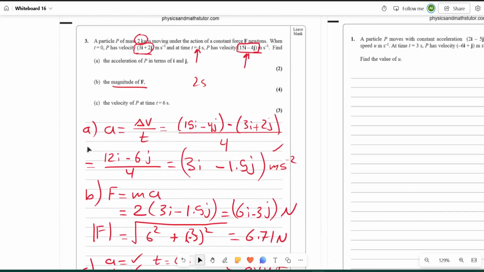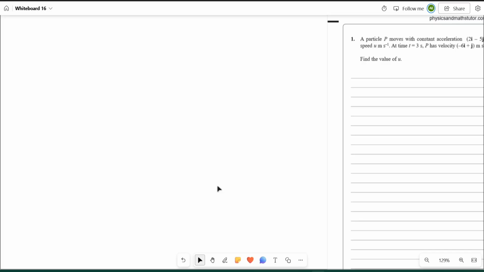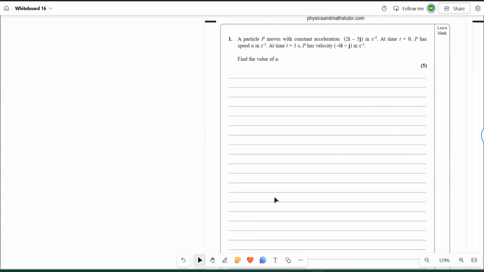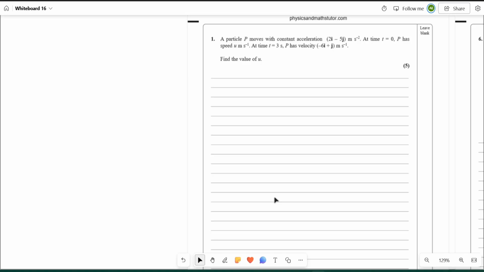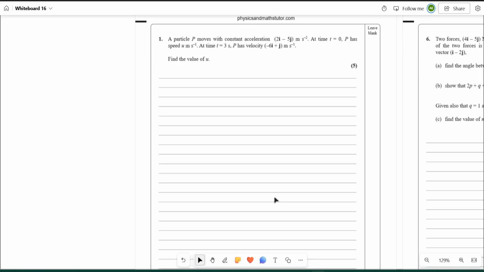So no issues at all in this question. Now, let's solve the next question. So this next question also looks like it's an application where we have velocities and accelerations. A particle P moves with a constant acceleration, at time t. Since it says constant acceleration, I know that I can use my SUVAT equations, the constant acceleration equations.